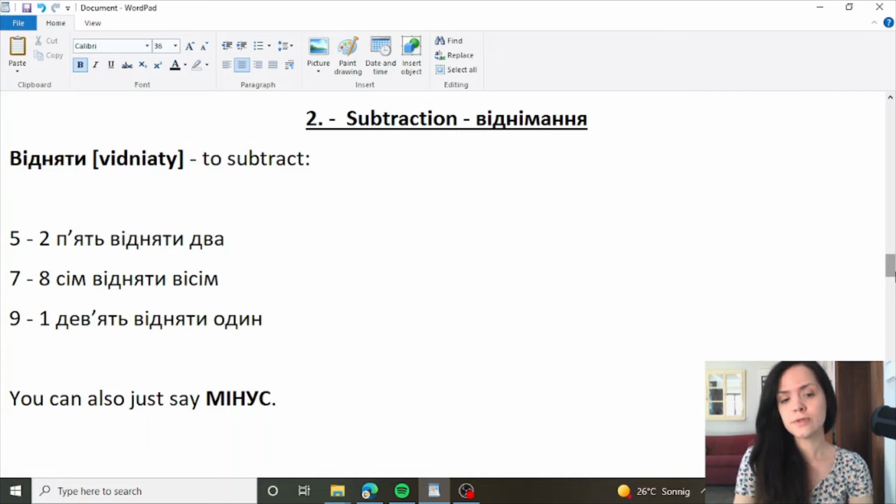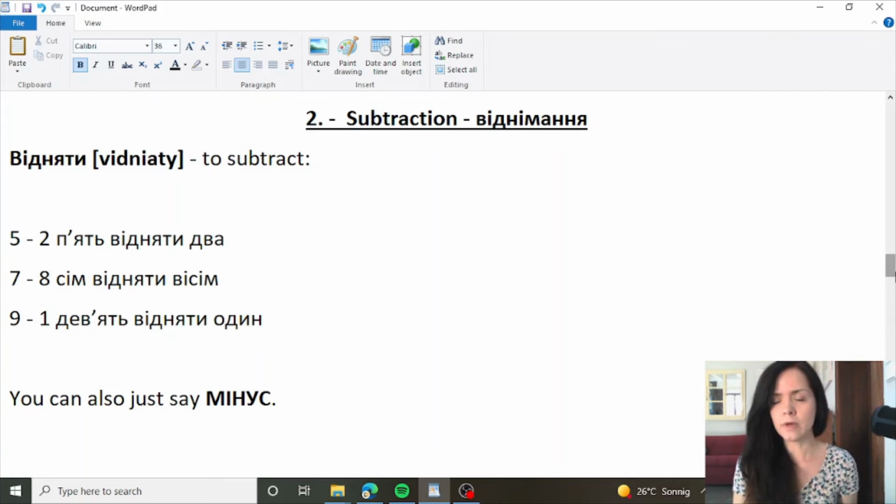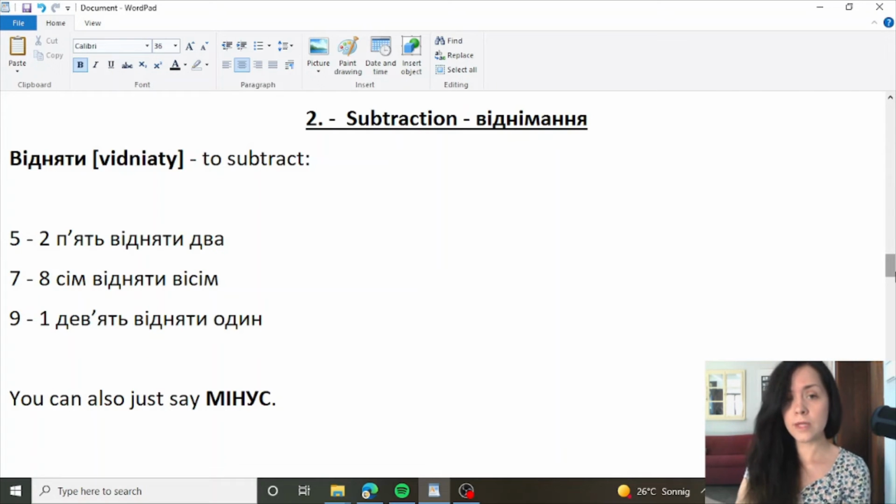But then also to simplify your life, you can just say мінус, which is a very direct equivalent of minus in Ukrainian. So we shall have 5 minus 2, 7 minus 8, and 9 minus 1. Whichever one you choose, відняти, мінус, both work just as well in Ukrainian.